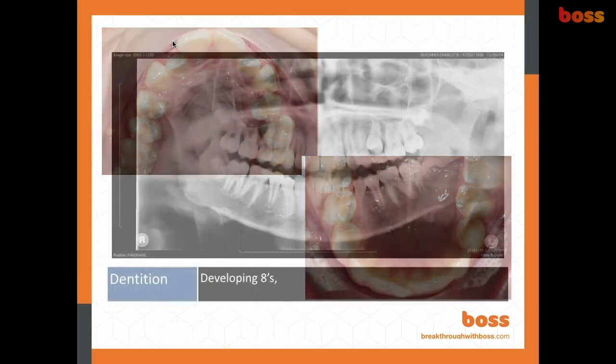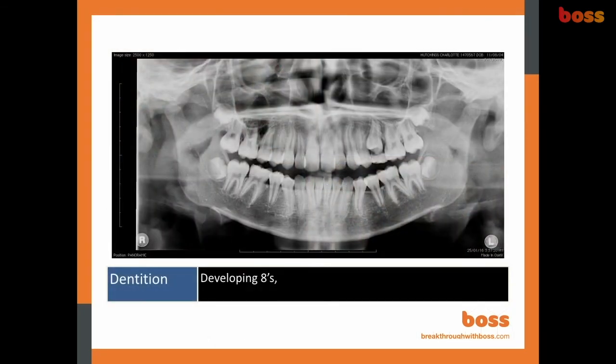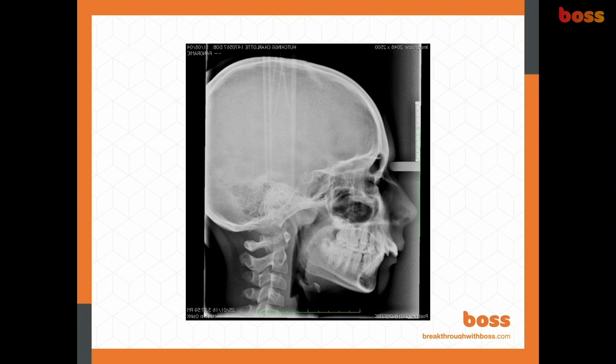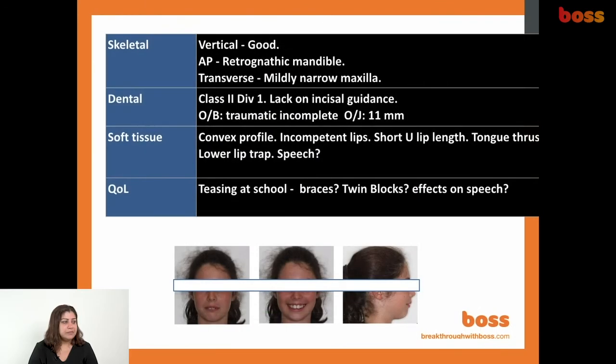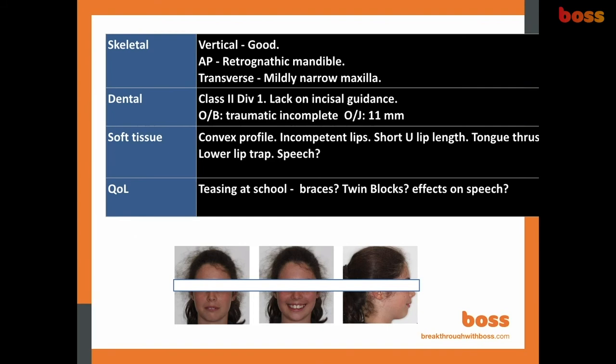Arch forms, what's happening with our OPG, what's happening with the SEF. So we develop a problem list that is now an orthodontic problem list, talking about the skeletal, dental, soft tissue, and quality of life as well.